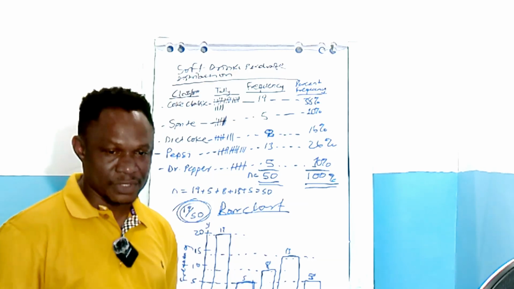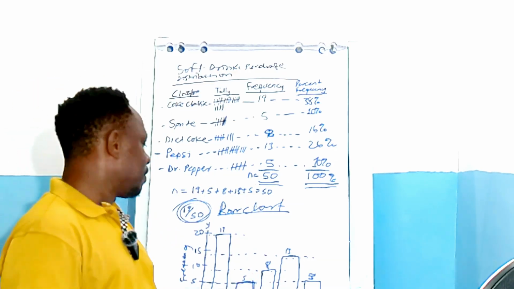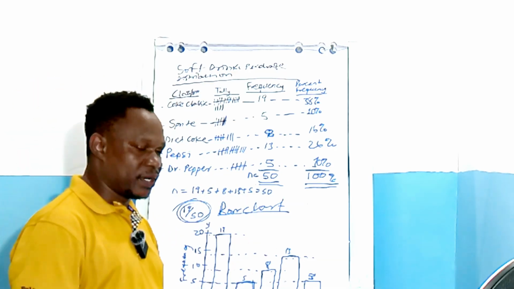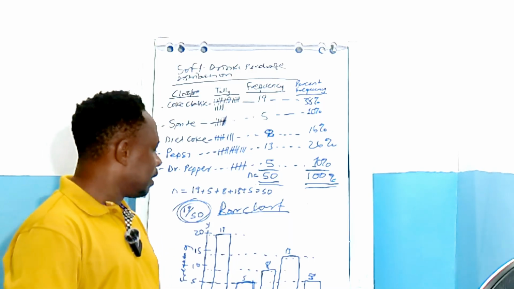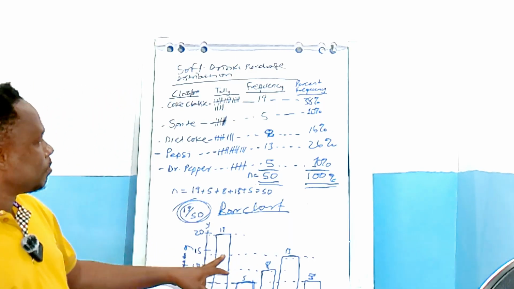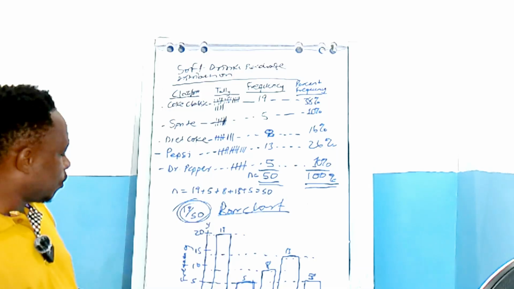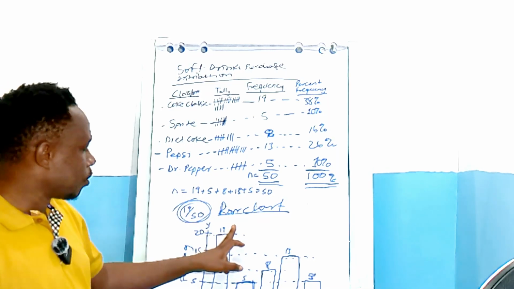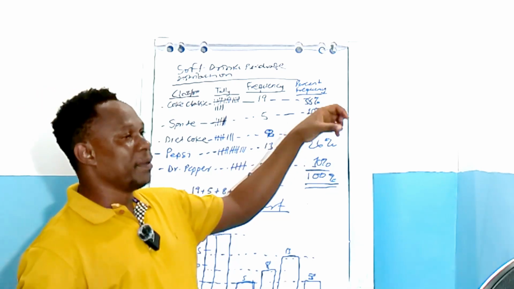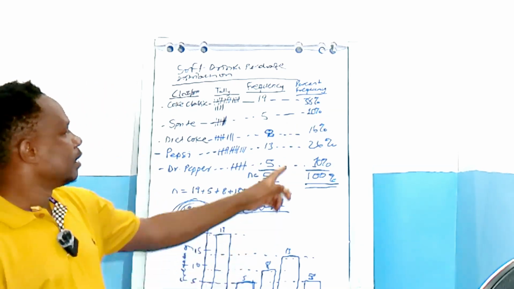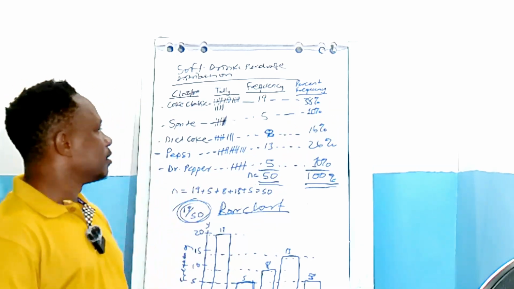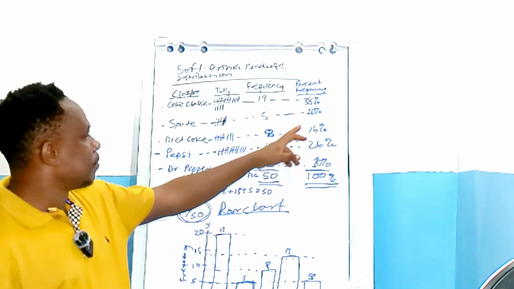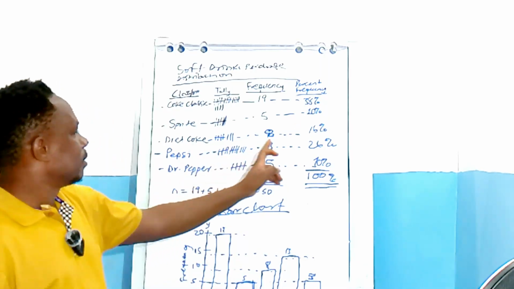So this can help you make a decision as a business owner or anyone dealing with soft drink. Maybe you are producing soft drink. Let's say you are a Coca-Cola manufacturing company. You will like to produce more of Coke Classic because that is sold more than all the others. Or maybe your production will be 38% Coke Classic, followed by 10% Sprite, and so on.